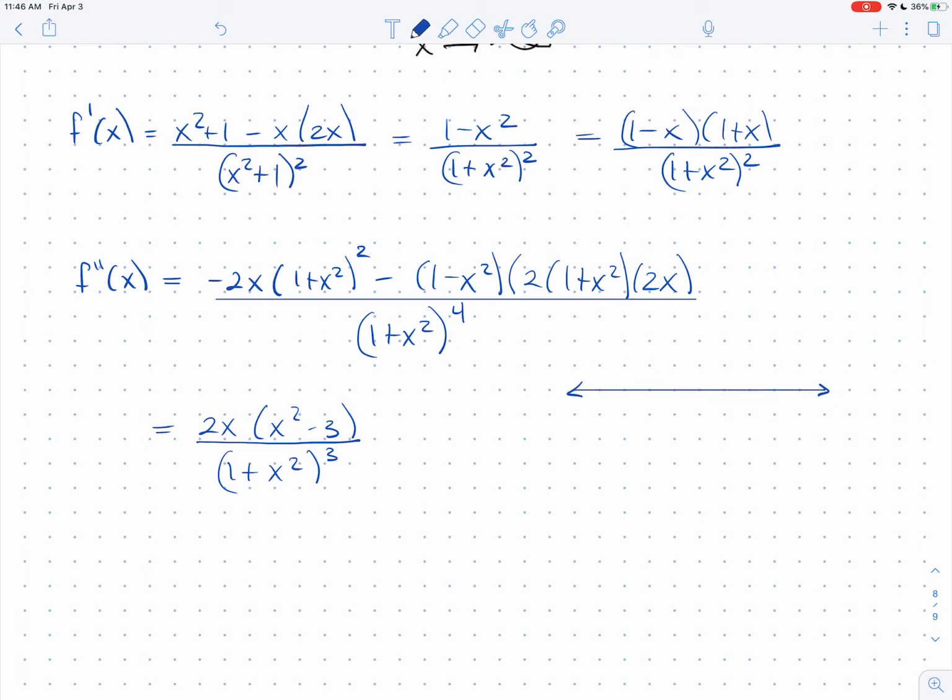So now I'm ready for a sign diagram for f prime. I can look at the top and I can see that, hey, f prime is 0 when x is 1 or when x is minus 1.